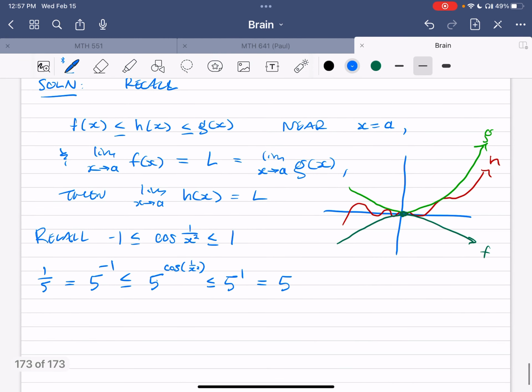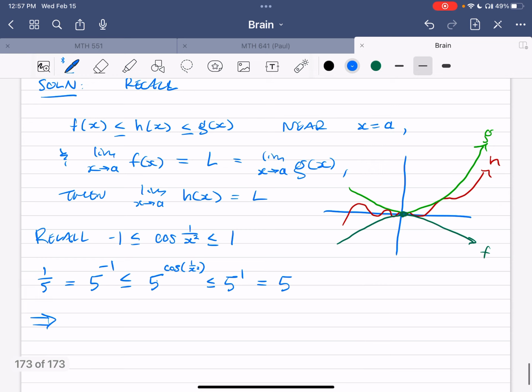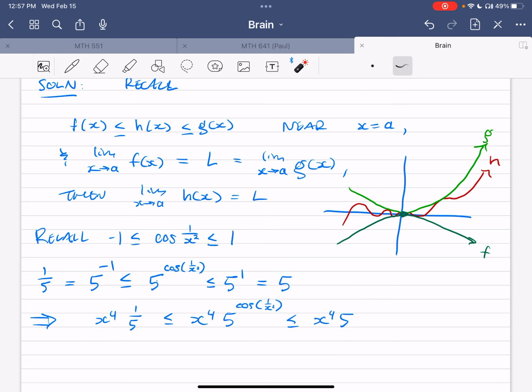Now, I want to further this inequality, multiplying everything by x to the fourth, right, because that's what we have here. So x to the fourth times a fifth is less than or equal to x to the fourth times 5 to the cosine of 1 over x squared, which is less than or equal to x to the fourth times 5. All right, now let's check the limits of these simpler looking lower and upper functions.